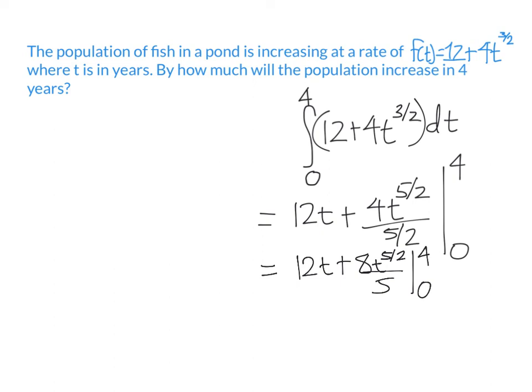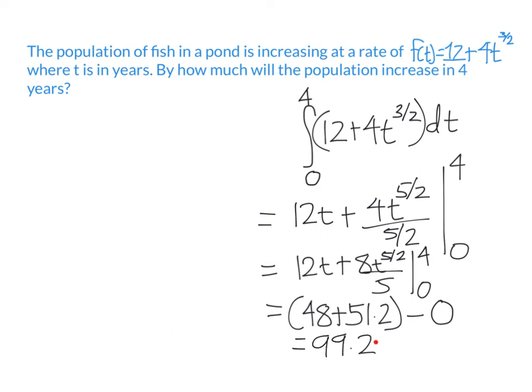So if I substitute in t equals 4, I'm just going to get 48 plus 51.2. And then if I substitute in t equals 0 into here, I get 0. So just adding 48 and 51.2, I get 99.2. It's okay that I didn't get a whole number because, you know, we could be talking about the number of fish in thousands. This could mean like 99,200 fish or whatever. So it's okay that our total change wasn't a whole number.